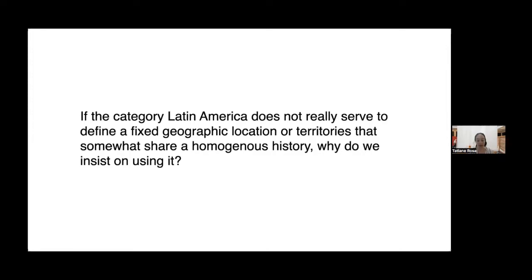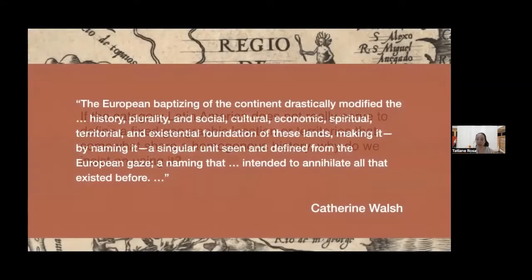So I always use this quote to explain how, within this idea of naming this region Latin America, you erase a lot of diversity. You end up erasing plurality and diversity. This is what Catherine Walsh says about this type of violence: The European baptizing of the continent drastically modified the history, the plurality, the social, cultural, economic, spiritual, territorial, and existential foundation of these lands, making it, by naming it, a singular unit seen and defined from the European gaze, a naming that intended to annihilate all that existed before. So it's really about using the category, but then it replaces the rest, right? It replaces the specificities of each culture and each people that live in this region.